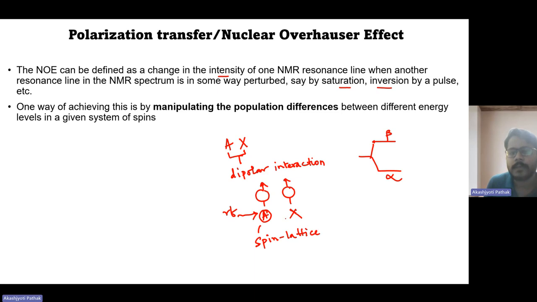During relaxation of the nuclear spin of A by way of spin lattice relaxation, the energy is transferred to a nucleus which is in its close proximity, say X. And that way, what happens? This X gets excited, and there is a population difference. The population difference is seen in the nuclear energy levels of the nucleus of X.